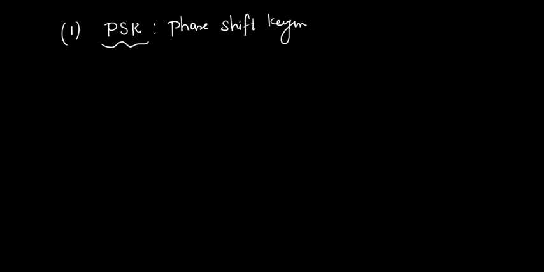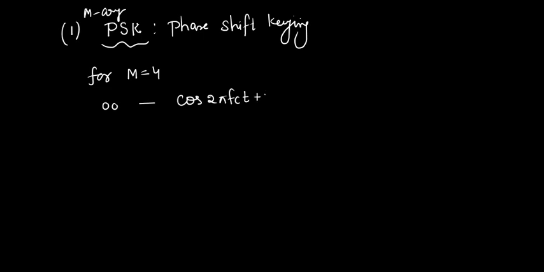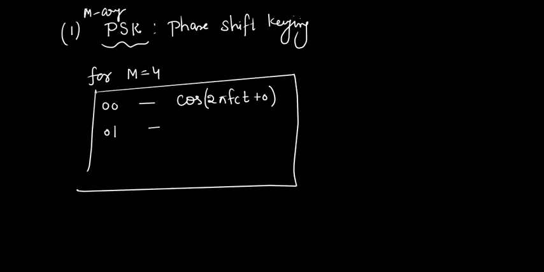What happens in phase shift keying? For example, M-ary PSK. So if M is equal to 4, what does it mean? 0 will be sent through cos of 2 pi fct plus 0. One possible mapping, something like that. First of all, what do we mean by phase shift keying? Abhishek?